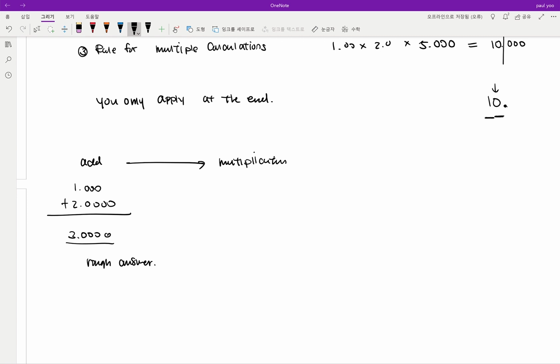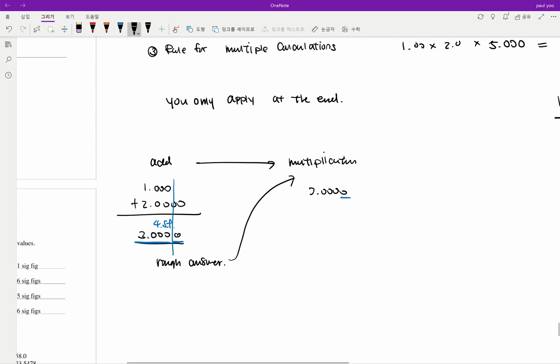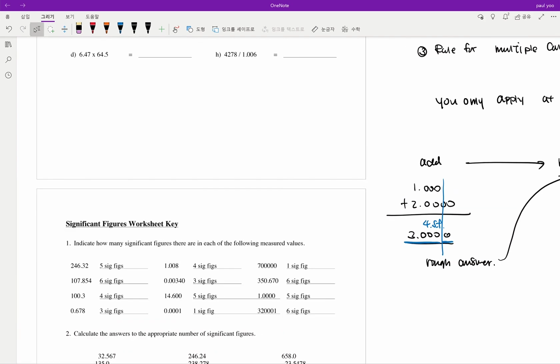And this rough answer will go to the multiplication. But what you need to keep in mind is that this had only up to here as the sig figs. So this number only has 4 sig figs, but we're following it with another extra 0. I will mention this rule one more time when you see me physically. So let's apply these rules to some of the problems right here.